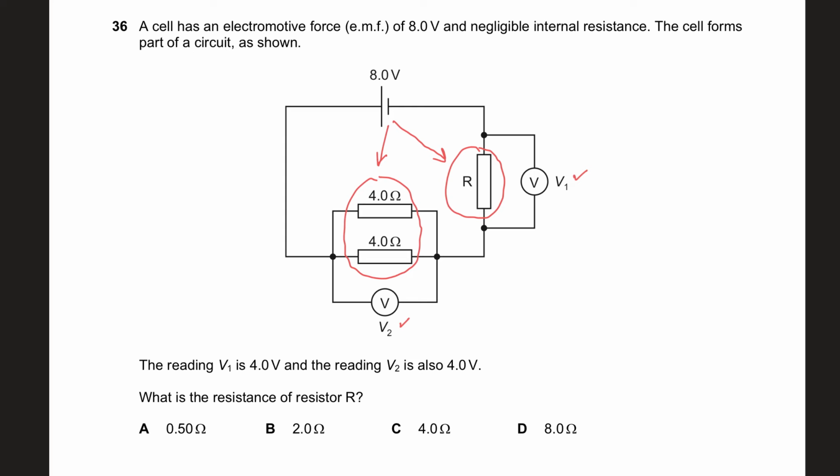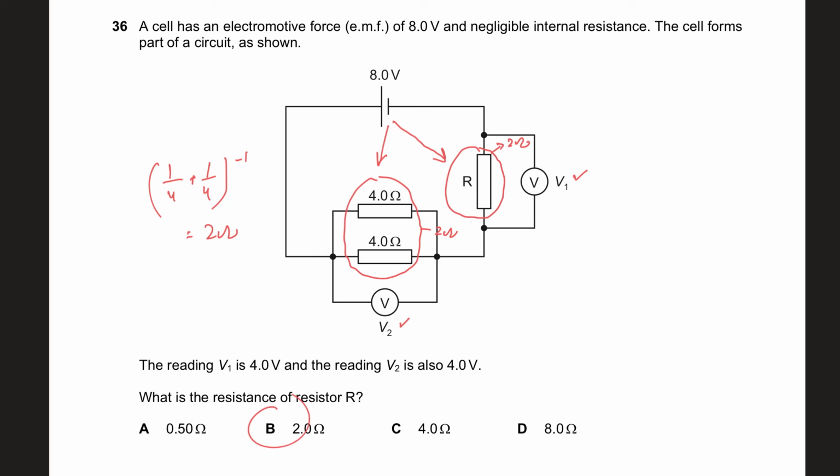So for these two 4 ohm resistors in parallel, the combined resistance is 1 upon 4 plus 1 upon 4, inverse, which is equal to 2 ohms. If these two combine, they're equal to 2 ohms. R should also be equal to 2 ohms.